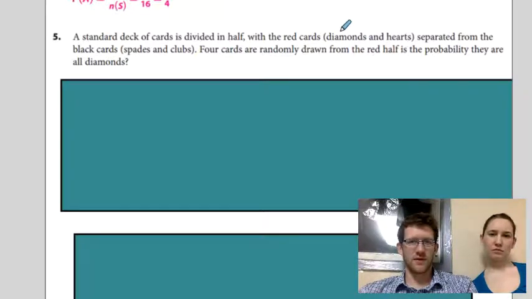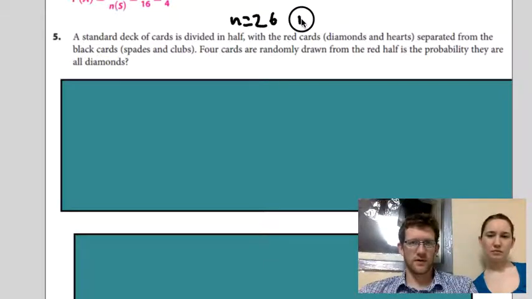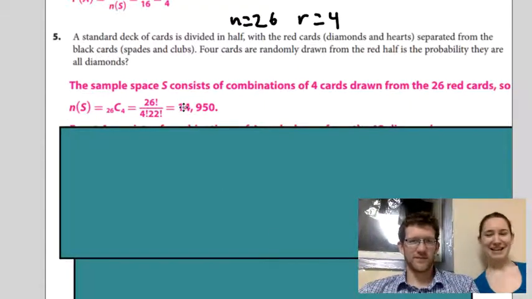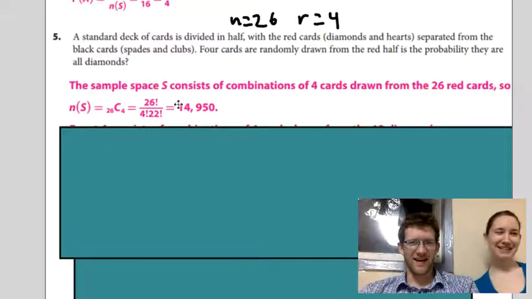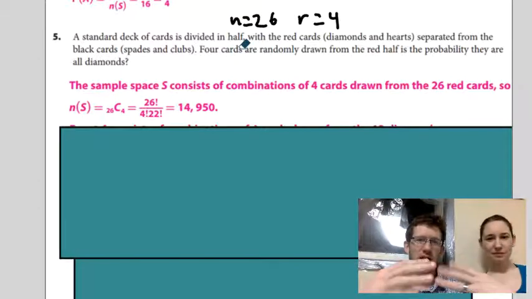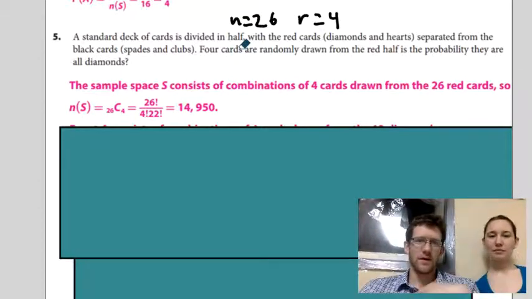So how many cards are in the red half? 26. Yep, n equals 26, and we're drawing 4, so r equals 4. And that gives us 26 choose 4 combinations, right? Again, the order doesn't matter. I'm just giving you this one. 14,950. Cool, so that gives us our total sample space, right? That's all possible 4-card hands of red cards.